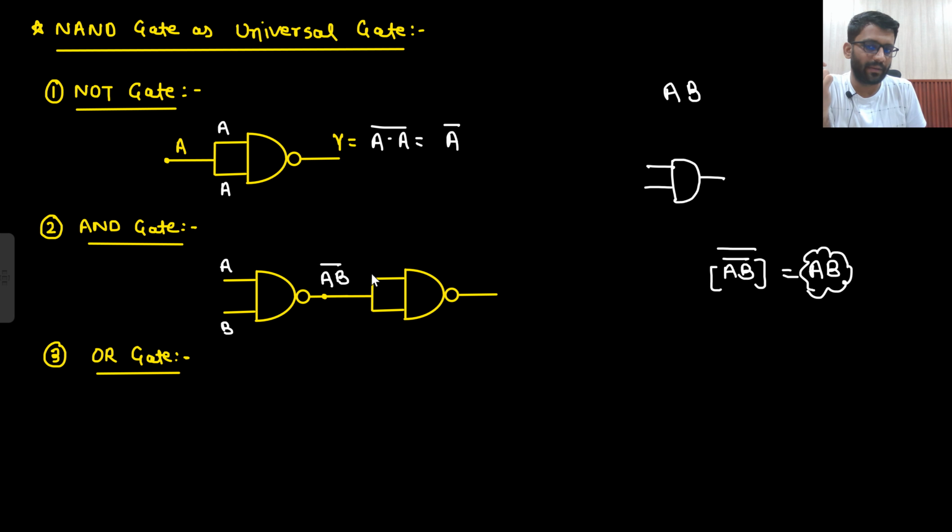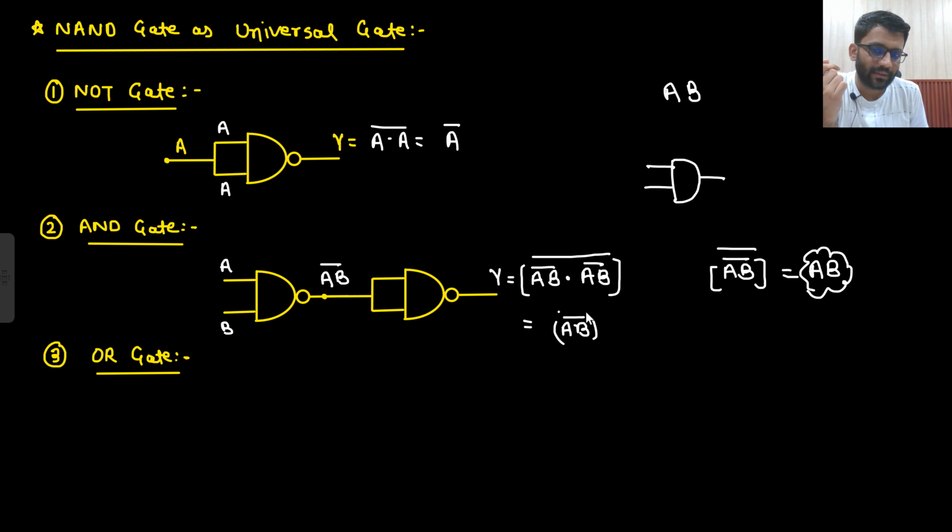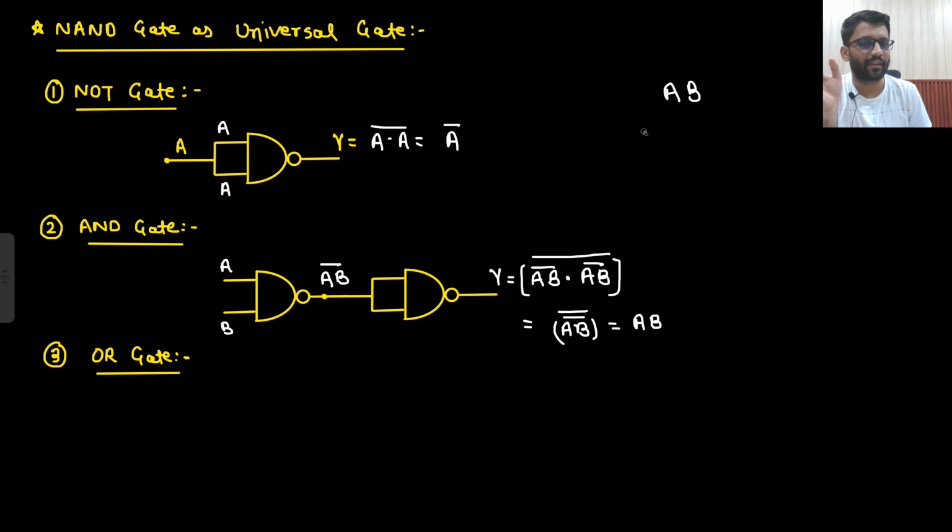This AB bar goes here. This also AB bar goes here. So what will be your output? AB bar dot AB bar, multiplication of both, and then whole bar. So AB bar dot AB bar will be AB bar only, and then there is the whole bar. So AB bar and bar will be AB only. Are you getting this point? First A into B, AB bar, and then the whole bar will be AB only. So first there is a NAND gate, and then there is an inverter.